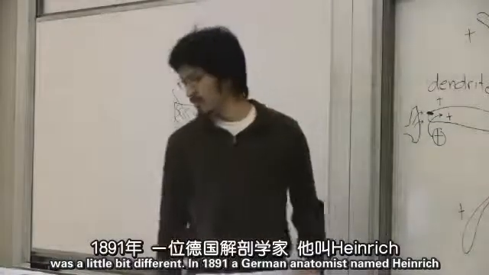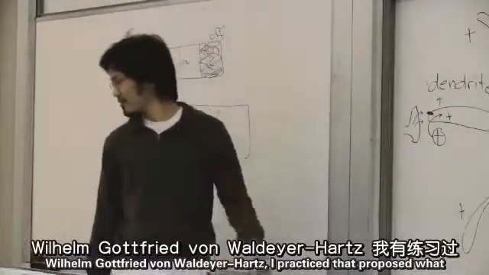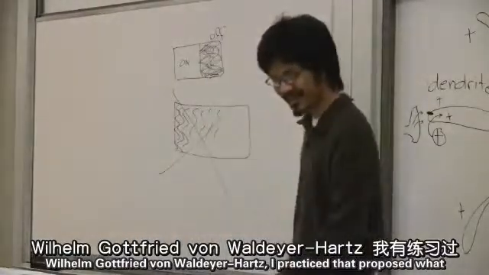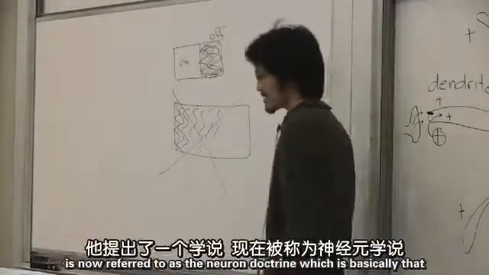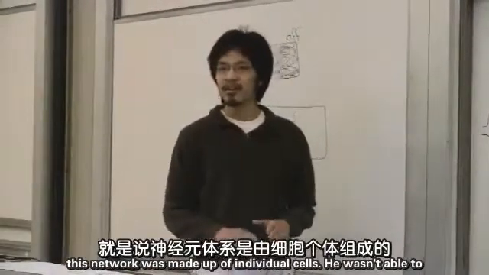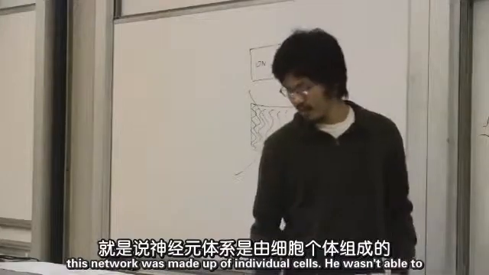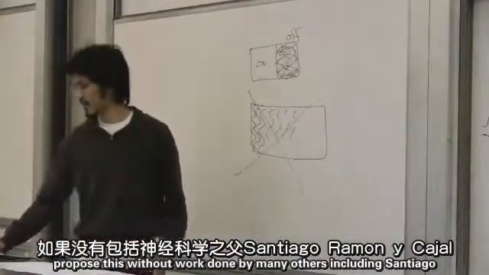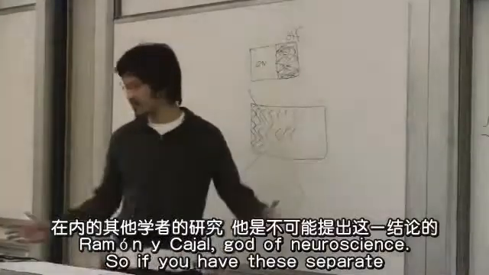In 1891, a German anatomist named Heinrich Wilhelm Gottfried von Waldeyer-Hartz, I practiced that, proposed what is now referred to as the neuron doctrine, which is basically that this network was made up of individual cells. He wasn't able to propose this without work done by many others, including Santiago Ramon y Cajal, god of neuroscience.